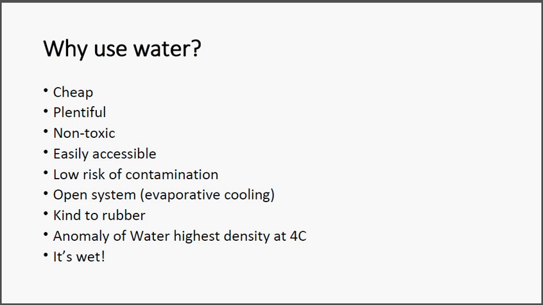It can be an open system. For example, for evaporative cooling, if you are near the seaside and there's plenty of water around, you could just have a very open system where you're not bothered about losing anything, so you don't have to have a closed system. Water is kind to rubber, as I mentioned before, so rubber hoses tend to last a lot longer with water than with other chemicals. And there's also an interesting bit about water, the anomaly of water, which is that it has its highest density at 4 degrees centigrade.